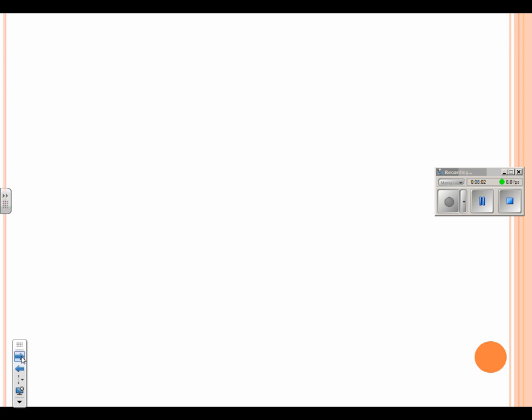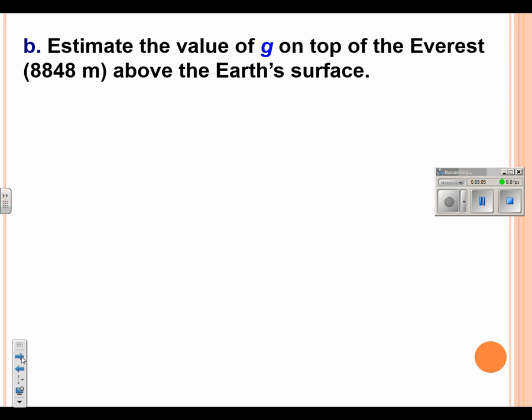All right, I'm going to skip past that because it all says the same thing I just wrote. I want you to estimate the value of gravity on top of Mount Everest. Mount Everest is actually 8,848 meters above the Earth's surface.